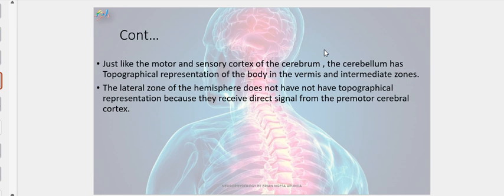However, the lateral zone is not represented in a topographical manner. So that means it just integrates information in a wholesome way. So think of it as the intelligent part of the cerebellum.